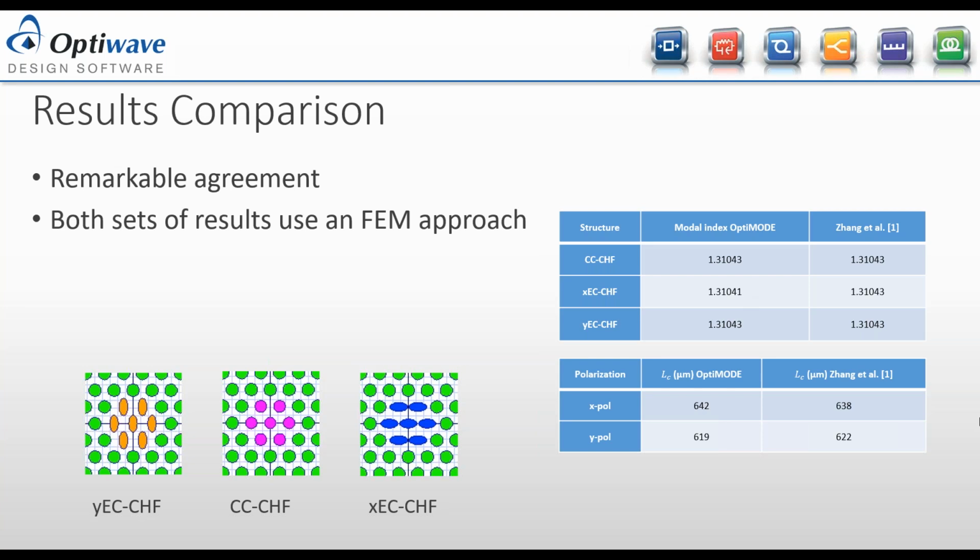And here in the paper, they got about 638 microns for the x-polarized coupling length and 622 microns for the y-polarized. And then in OptiMode, I calculated very similar: 642 for the x-polarized and about 619 microns for the y-polarized. And we'll see more of that in a bit. In how I did it in OptiMode, I just wanted to show the results right away. And I think this is actually a pretty good spot.